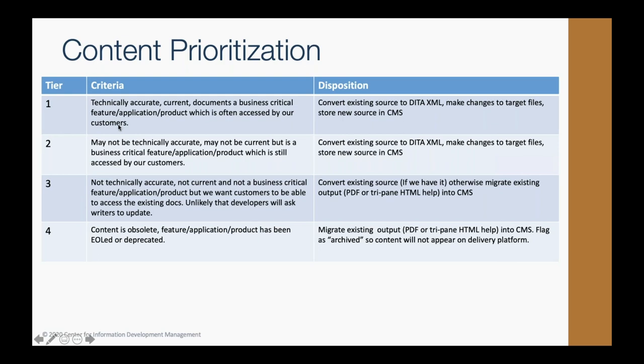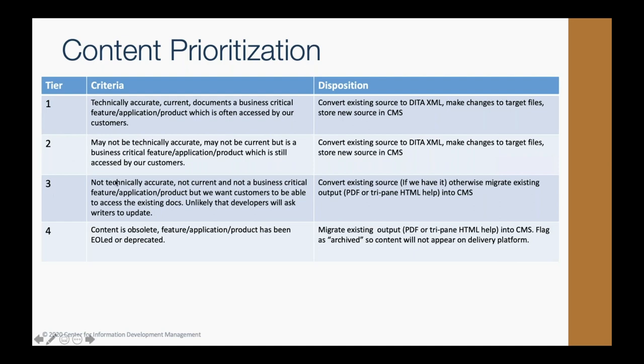The most strategic content was tier one, and there were criteria for defining what made it the most strategic information, as well as what its disposition was as part of the conversion process. And then tier two was the pragmatic reality of knowing that even though the content should be completely accurate and current, it may not be.